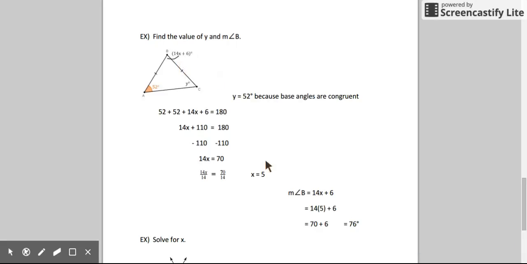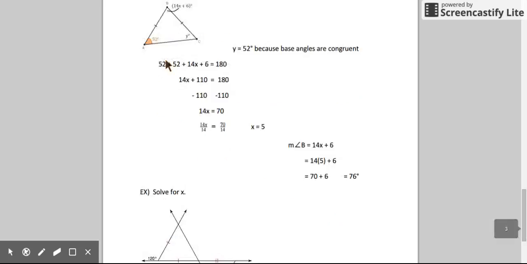We could then check our work, add up all our angles. We got 52 degrees here, 52 degrees here, and we said this was 76 degrees. So 52 and 52 is 104, and 104 plus 76 indeed adds up to 180.